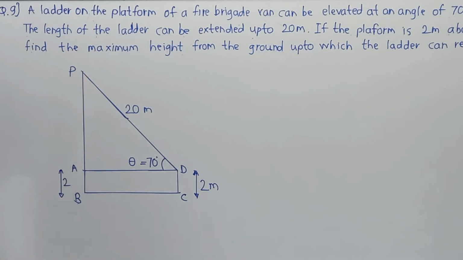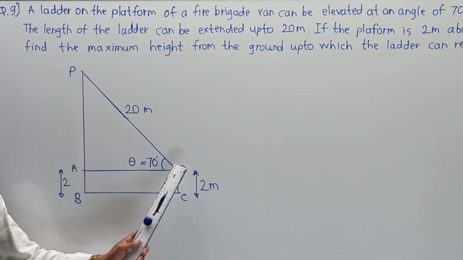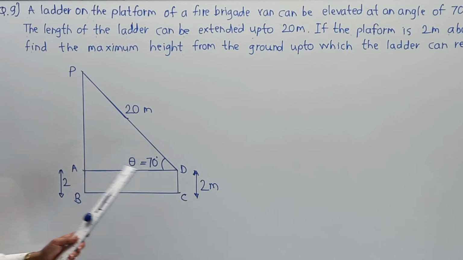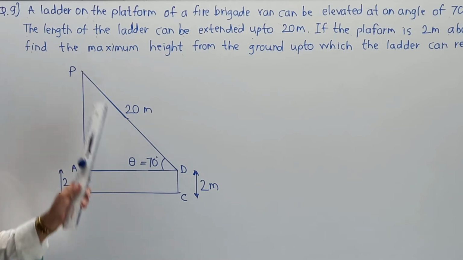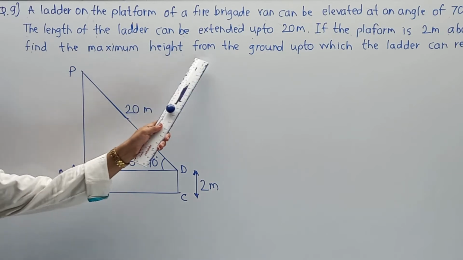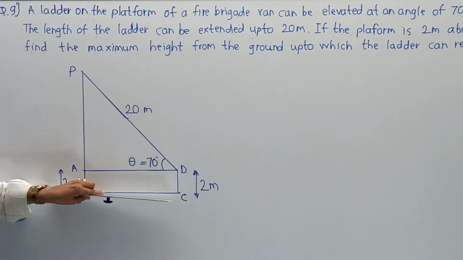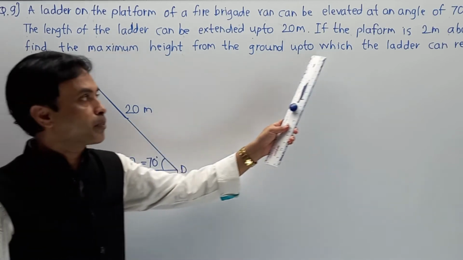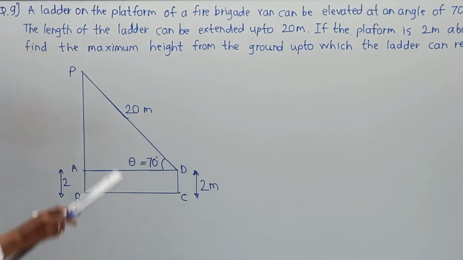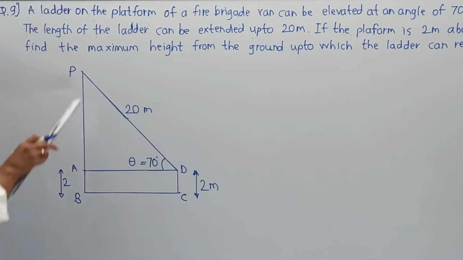So once again, one by one, the description. PD is the length of the ladder. Your ABCD is the base structure of a van having a height of 2 meters, and this ladder can be extended up to 20 meters. And the question is: find the maximum height from the ground up to which the ladder can be reached. In short, we have to calculate PB, and that is the main question over here.